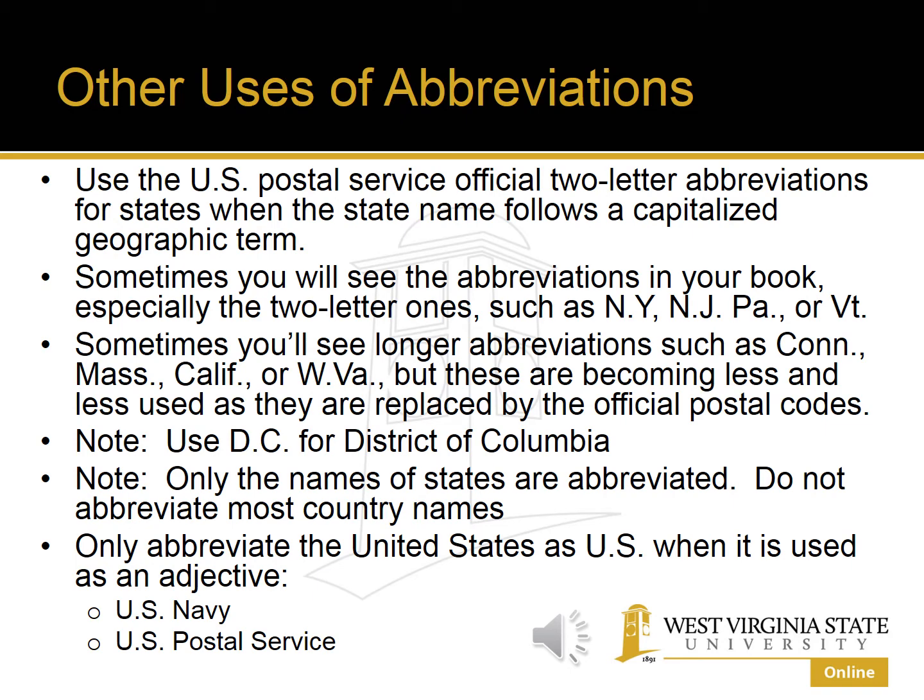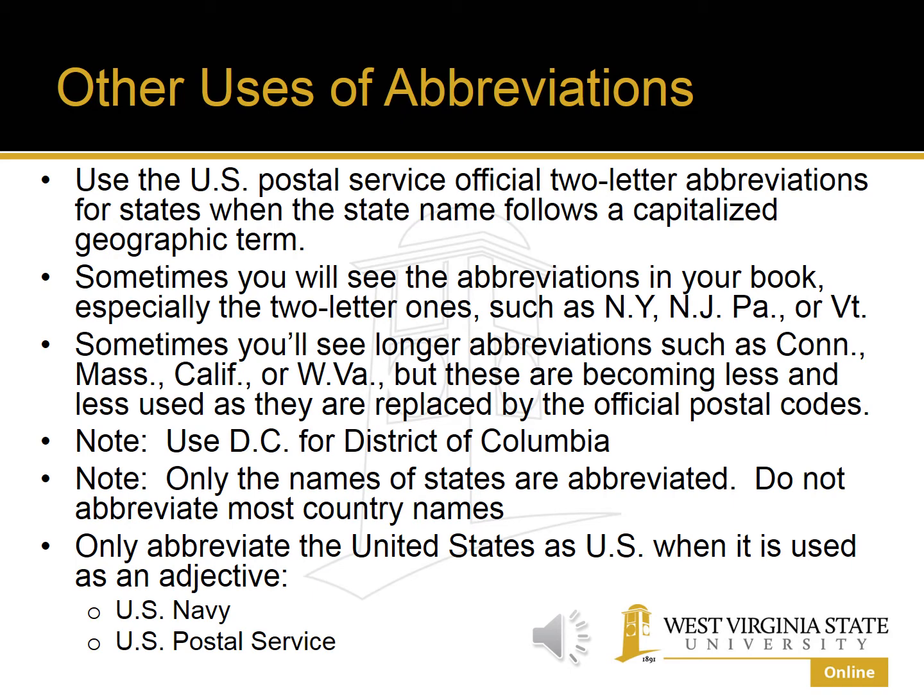For example, N.Y. or N.J. for New York and New Jersey, or Pa. with a lowercase a to indicate Pennsylvania, or Vt., uppercase V, lowercase t, to indicate Vermont. And often in the Associated Press system, you'll see longer abbreviations such as Conn. for Connecticut, or Mass. for Massachusetts, or Calif. for California, or probably what a lot of you are familiar with, W.Va. for West Virginia. These are generally from the Associated Press, but they are becoming less and less used in formal writing as they are being replaced by the official two-letter postal codes.